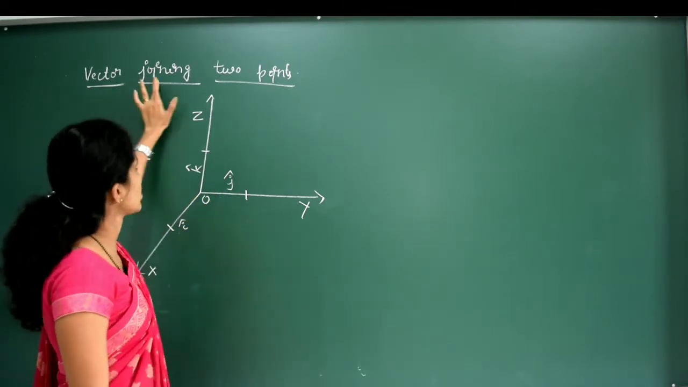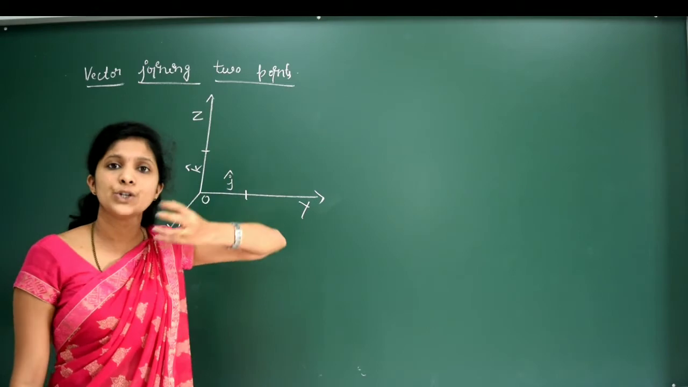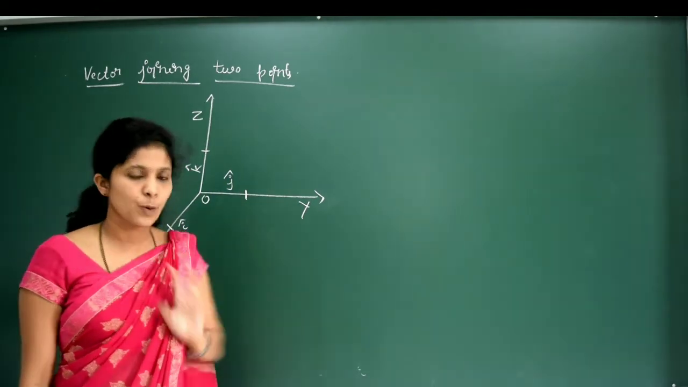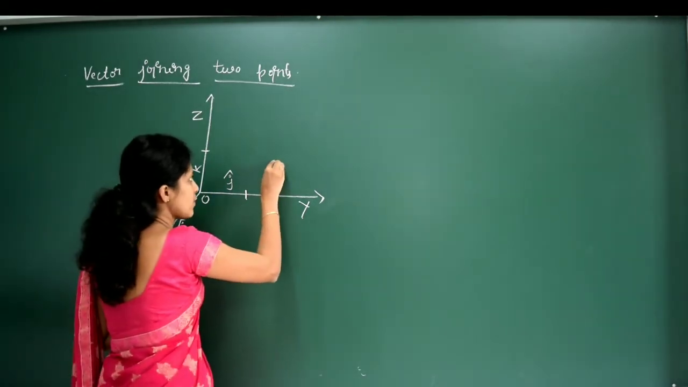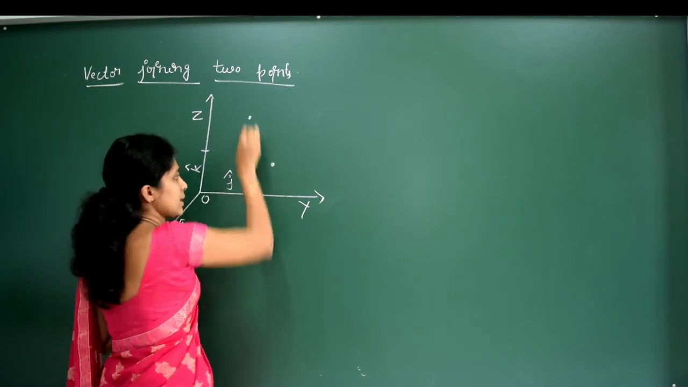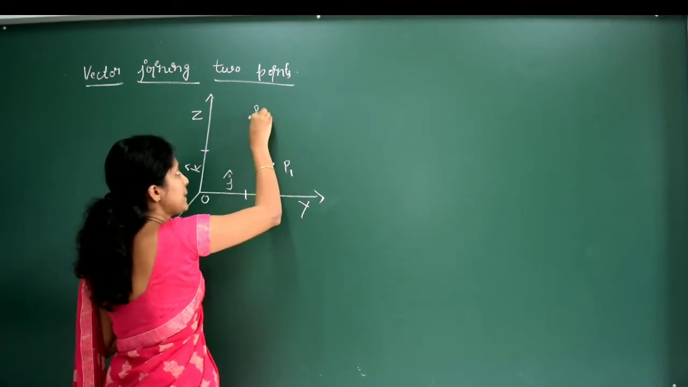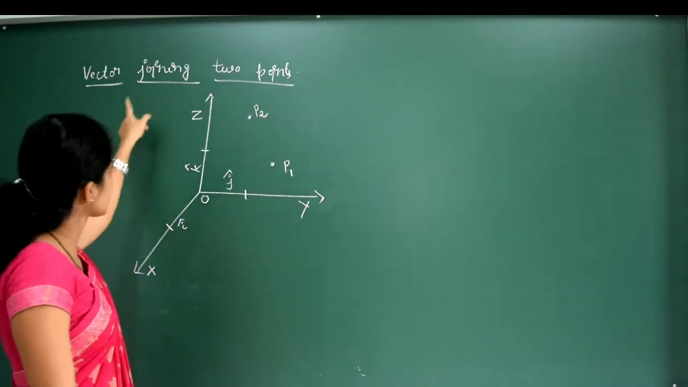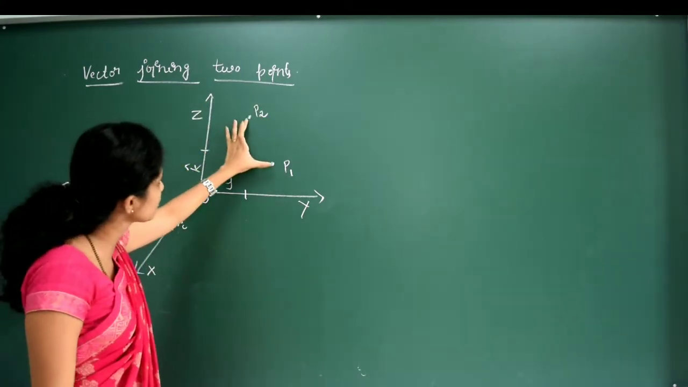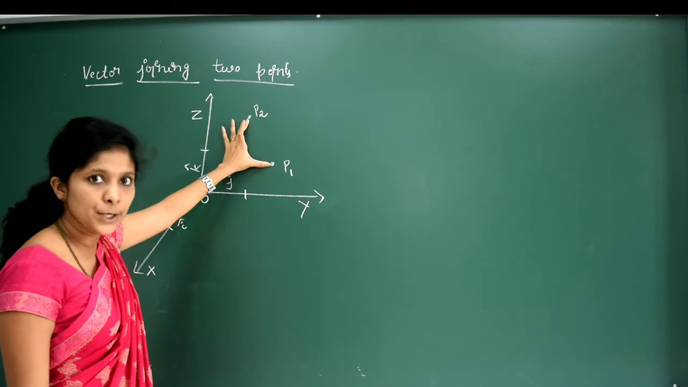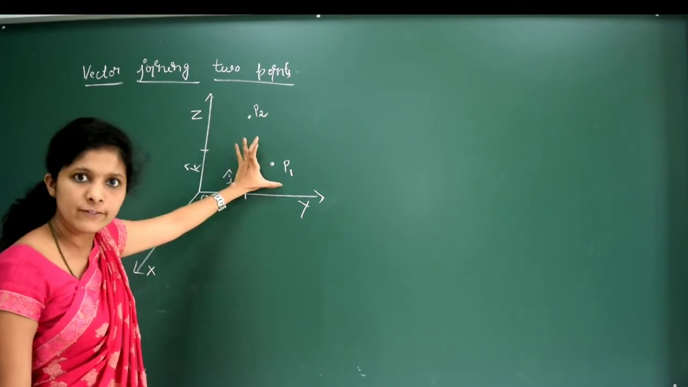Now vector joining two points. That means we need to take 2 points, right? Let us consider this as one point and this as the second. We will consider this as P1 and this point as P2. Now we have to find the vector joining the 2 points. We need to find the P1 P2 vector or P2 P1 vector.